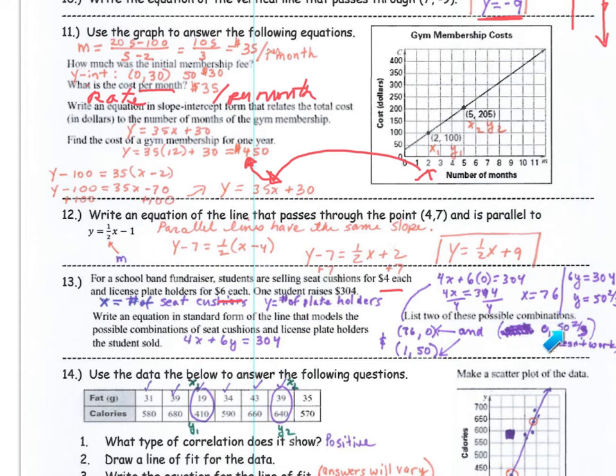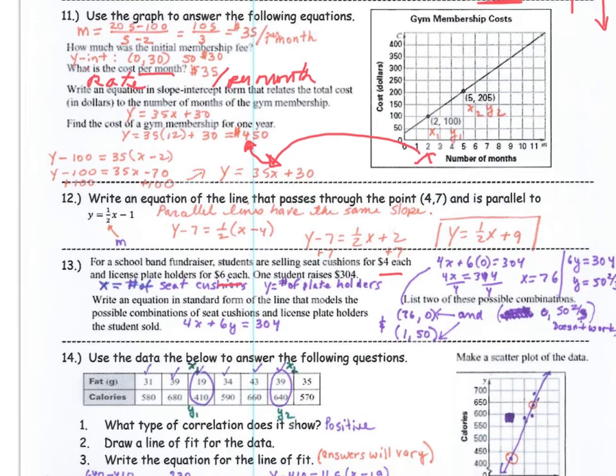But that did give me an idea that maybe I should try the number 50. And if you plug 50 in for y, 50 times 6 is 300. So if y was 50 and x was 1, 4 times 1 is 4, 6 times 50 is 300. That adds up to 304. So that is a second solution that I could write.